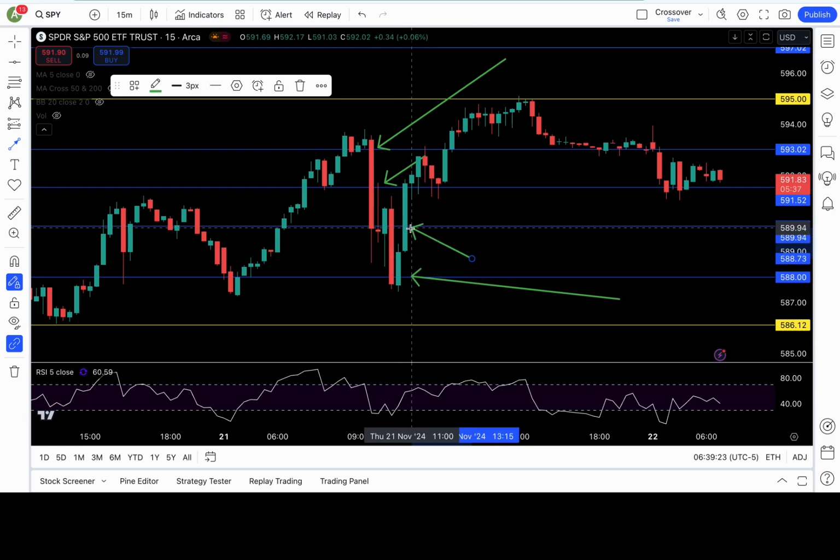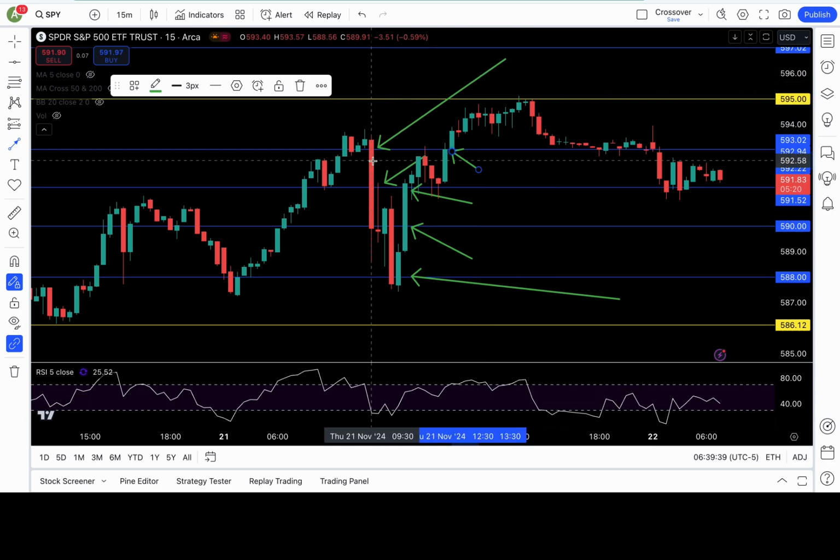Boom. Recaptured 590. Boom. Recaptured 591.5. If you don't trust one setup, just wait for the next setup. But it recaptured 591.5, treated like support. Smashed 590, was at 593, went up a little higher. So this is what I mean by level to level trading, like the sheep, bull case, bear case.